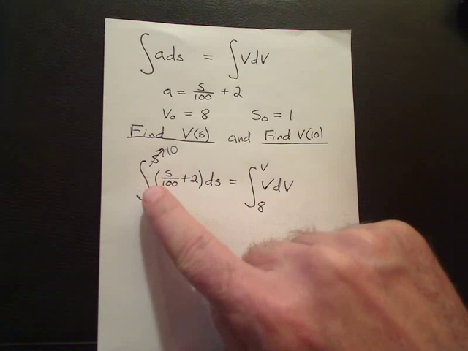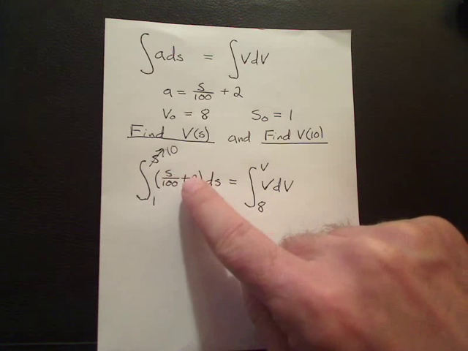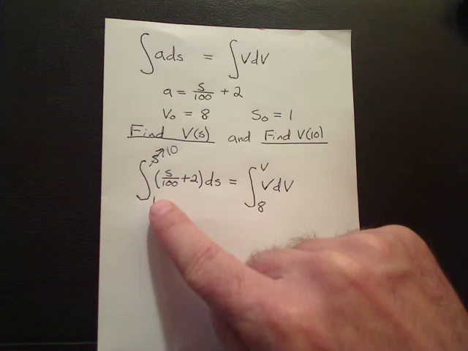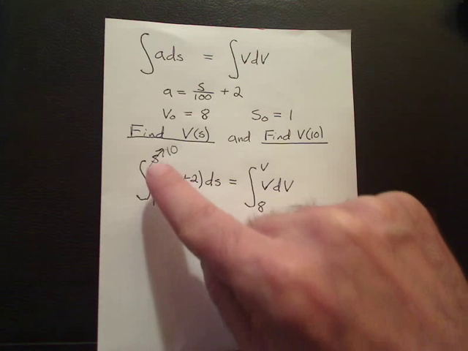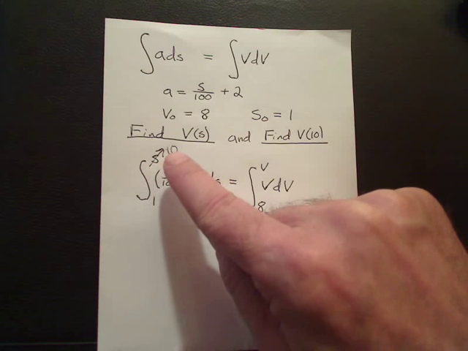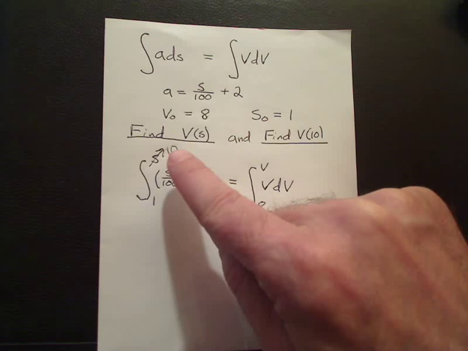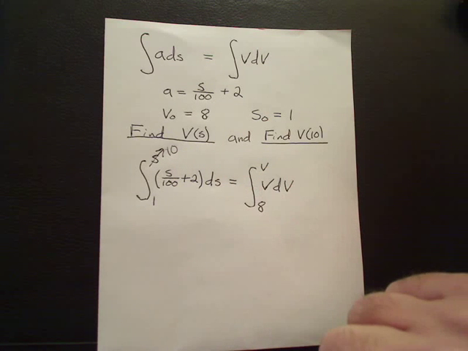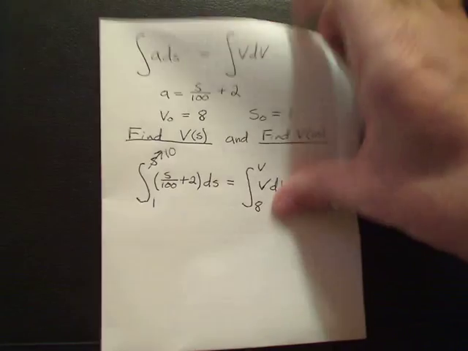We set it up the same way for both problems. We put in the acceleration, and the lower limit for s is 1 because that's the initial. In one case we'll just leave it a variable s, and in the other case we'll integrate to 10. And then for v it starts out at 8 and goes to some arbitrary v. And we can solve this.